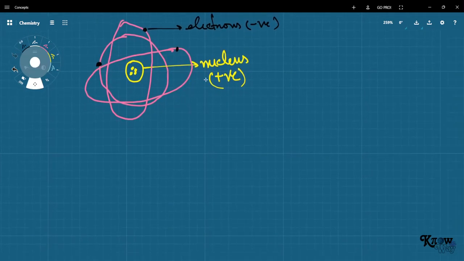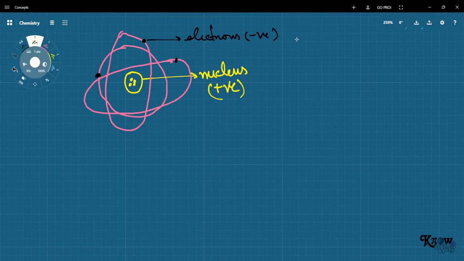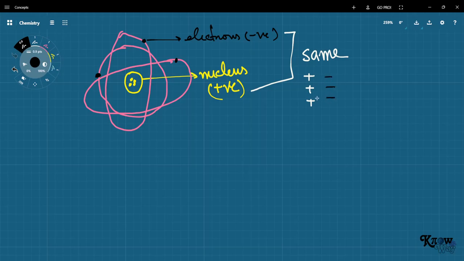And he said that the amount of this positive and this negative charge would be the same. So the same amount of positive charge and the same amount of negative charge will cancel out, and all of them will become zero charged. That means they are neutral. So that's what he concluded in number 2.